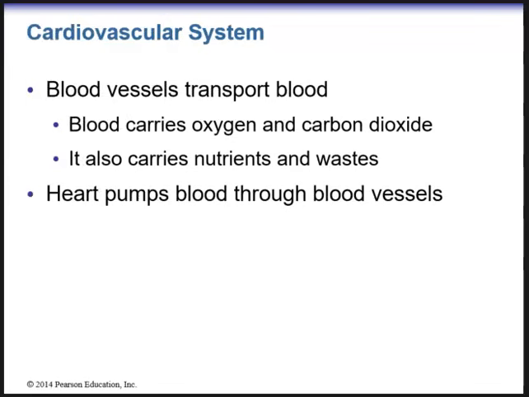The cardiovascular system, and the structures within it, include the heart as well as the blood vessels. We know that blood vessels transport blood. Blood carries oxygen and carbon dioxide. It also carries nutrients and waste. We know the heart is a specific type of muscle that pumps blood through blood vessels.